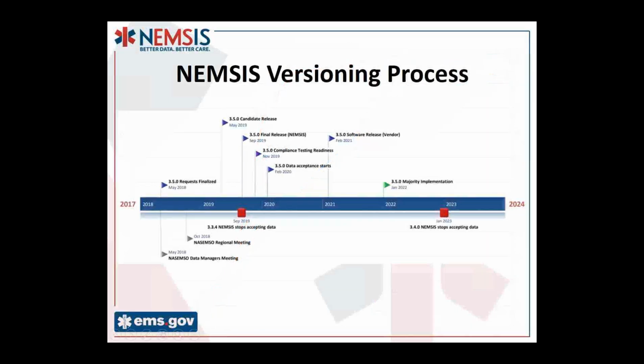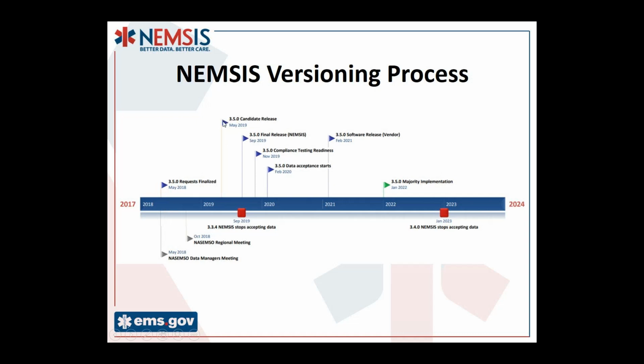Then I'll just mention real quickly, just in conclusion, folks may know that we are moving to a new version of the NEMSIS standard. It will be version 3.5.0. It really will be rolled out over a 5-year period, and you can see it listed here. We're just now finishing up the request. They were finalized in May. We're meeting next week with vendors to clean up a couple of small issues that still remain. And then a candidate release will not be available until May of 2019.